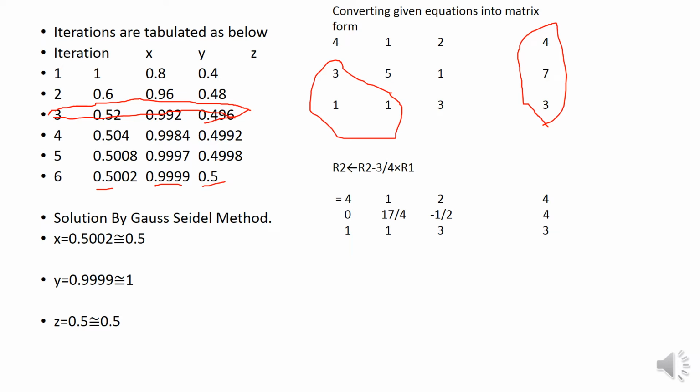So here we have done R2 minus 3 by 4 R1. It means we are dividing R1 by 4, then multiplying by 3 and subtracting from R2. So this whole operation has been done on R2. There are many ways: first you divide by 4, make it 1, and then make it 0. You can do the steps yourself. Only this much I have explained.